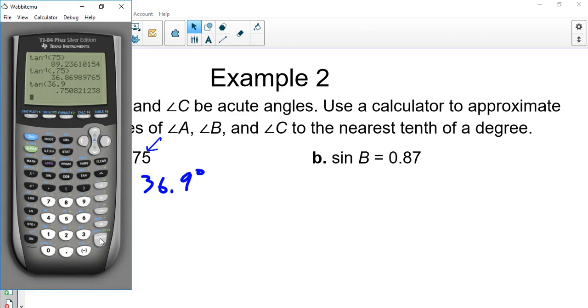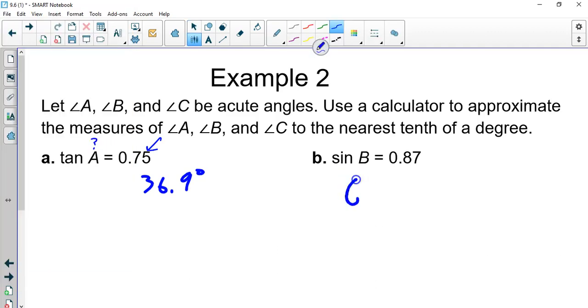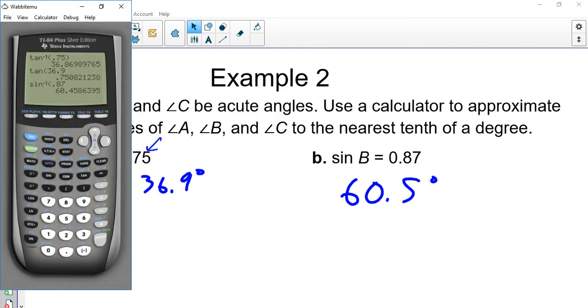So let's do B. Sine of B is 0.87. So we're going to hit inverse sine, second sine, 0.87. Enter. 60.45 or 60.5. Again, the beauty of this is you can take your calculator and do the sine of 60.5. Bam, 0.87. Thing of beauty.